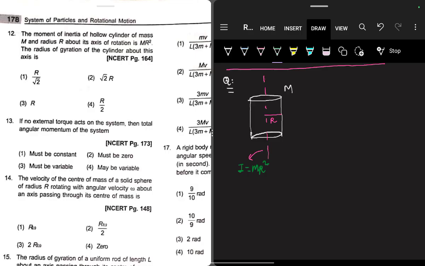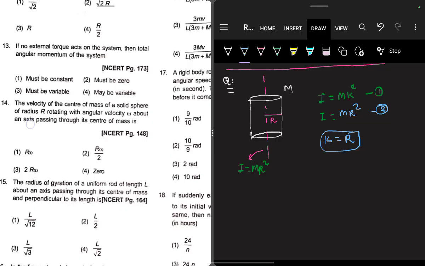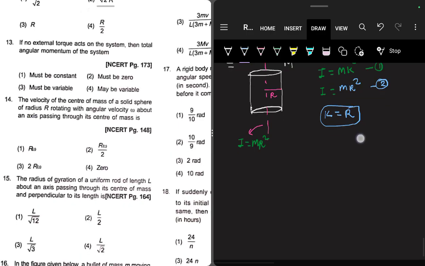So the radius of gyration of the cylinder about this axis is what? No issue. We know that the relationship between radius of gyration and moment of inertia is given by mk square. And here the moment of inertia is already given, which is mr square. You can equate these two equations. You'll end up with k is equal to r. Very easy question. Now let's solve this 13th question.